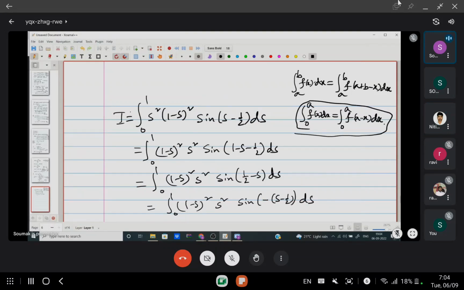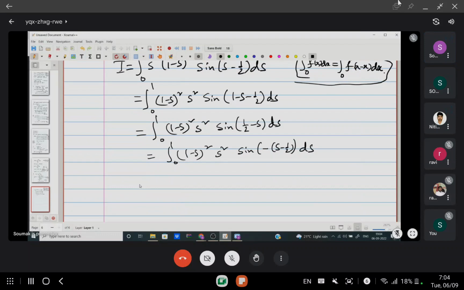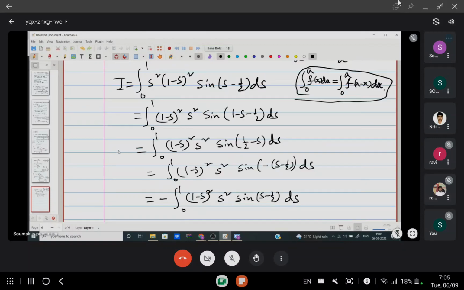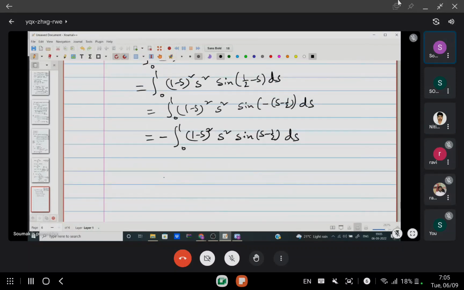So sine is an even function or odd function? Odd function. So minus will come outside. Sine of (s minus half). So is it the same function as I considered first here? Is it the same? So I equals minus I. So I plus I is 0. So 2I is 0. That means I is 0. So my answer is 0.